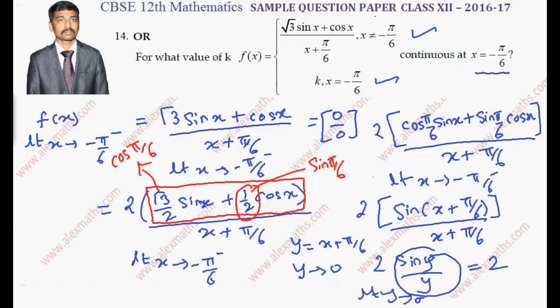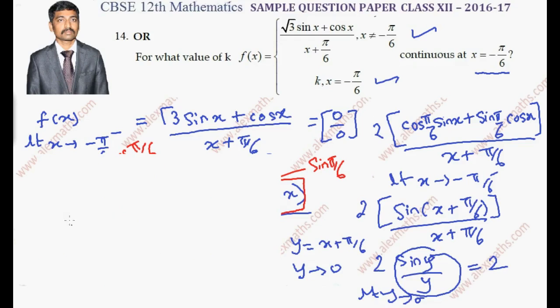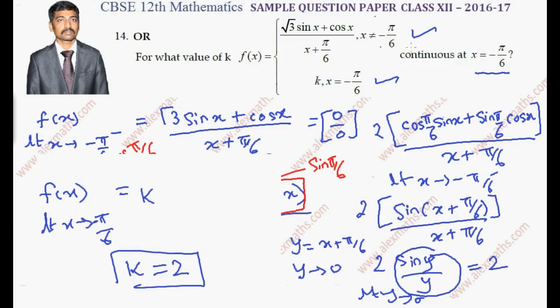In the same way, if I do the other part, that is f of x, limit tending to pi by 6, the other function is, that is limit tending to minus pi by 6, the other function is k. Therefore the k value is 2. In the question they have already given that it is continuous, so I am equating both the values, and I am getting k as 2.